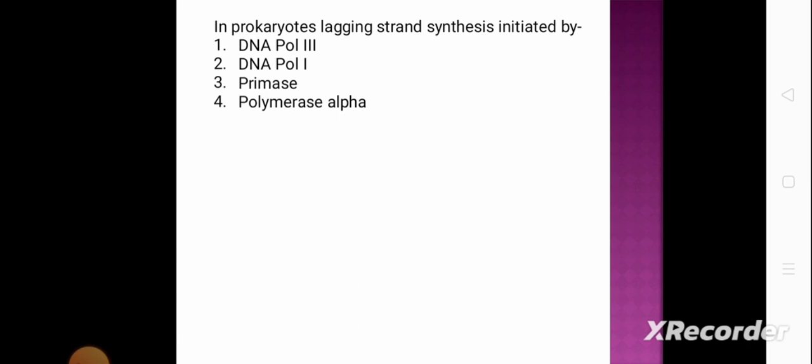Next question. In prokaryotes, lagging strand synthesis is initiated by option 1, DNA pol 3, option 2, DNA pol 1, option 3, primase, option 4, polymerase alpha. And the correct answer is option 3, that is primase.